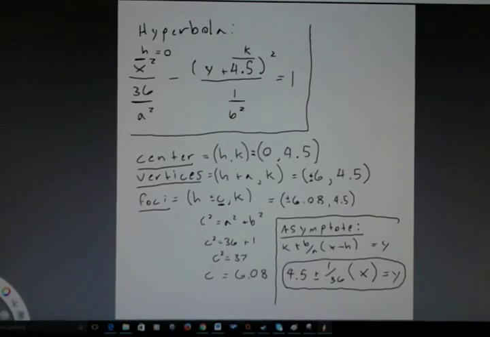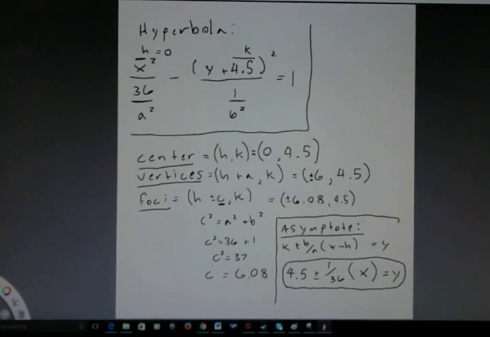Alright, so the equation for that hyperbola was x squared over 36 minus (y plus 4.5) squared, over 1, equals 1. Since x is by itself, you know h is 0, so the center is going to be (0, 4.5), where 4.5 is k. That's a squared, so a is going to be 6, so it's going to be plus or minus 6 and 4.5 for the vertices.